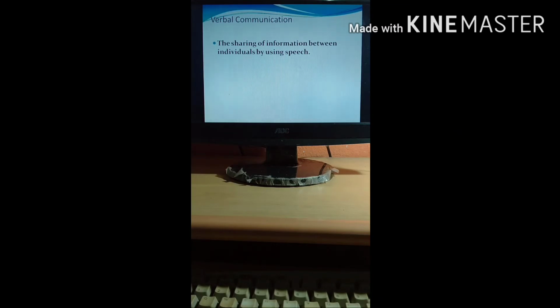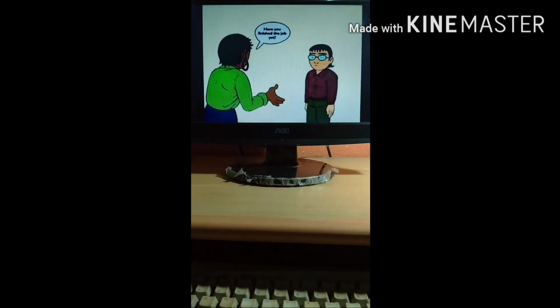Suppose in this YouTube video, I am delivering a speech on the chapter communication. Here the medium is my language. Now in the picture you can see a young lady is trying to scold a student. She is scolding the student using a language. So if you are communicating with another person by using a language, this is called verbal communication.